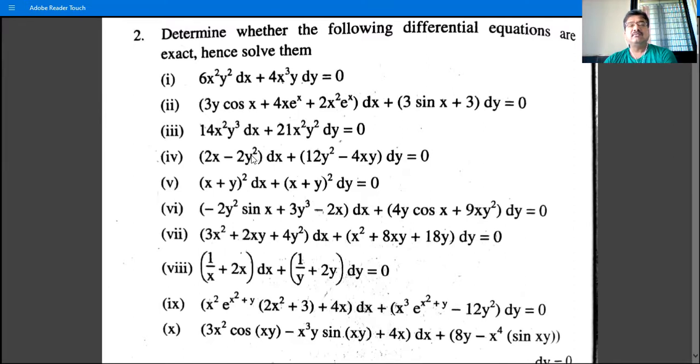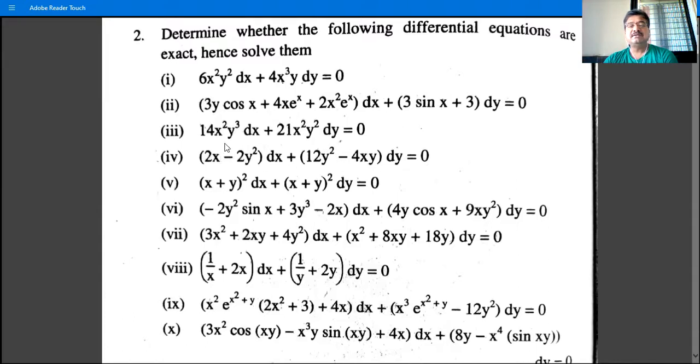And we know how we can determine whether an equation is exact or not exact. The equation is of this form: M dx plus N dy is equal to 0. We have to reduce every equation to this form. If it is not in the form M dx plus N dy is equal to 0, then reduce it to that form, and then find ∂M/∂y and ∂N/∂x.